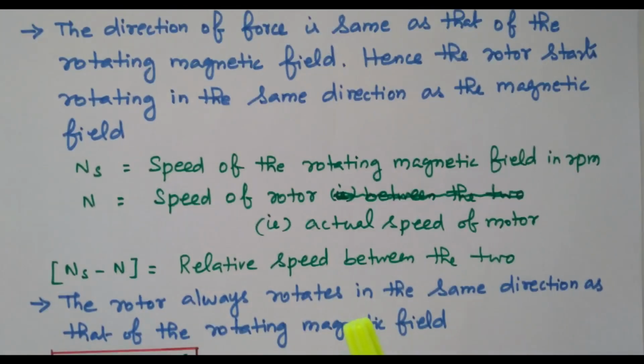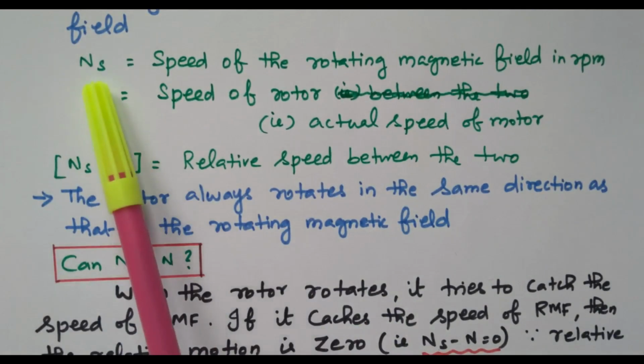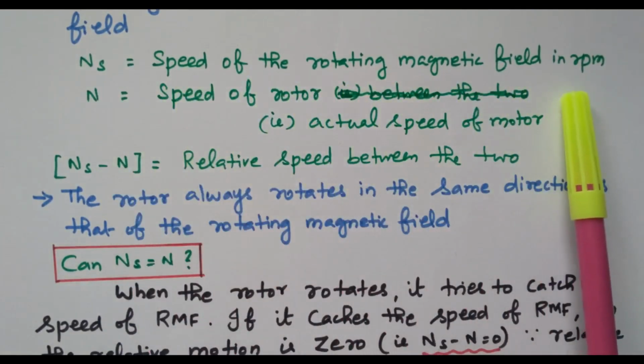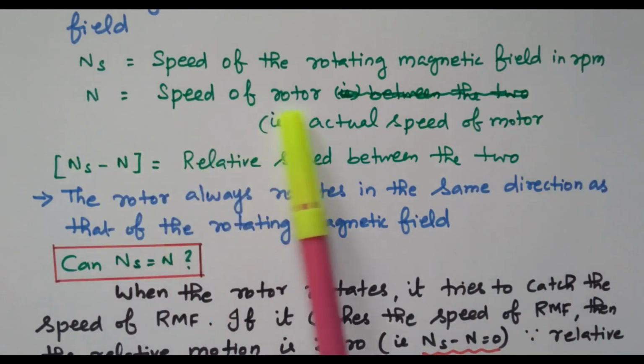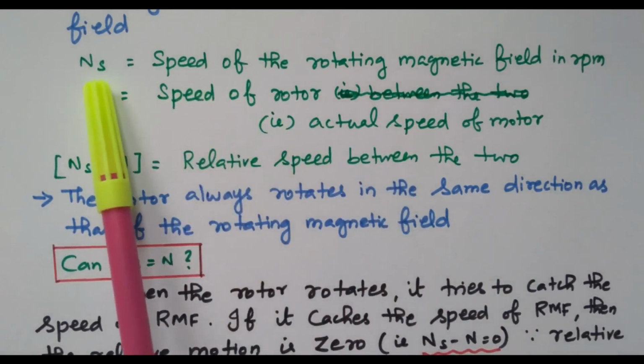Now we'll see the speed of the rotor as well as the speed of the stator. This is a very important thing. Ns is the speed of the rotating magnetic field in RPM. That is the speed of the rotating magnetic field. But N is the speed of the rotor. This is the actual speed of the motor. This is the speed at which the motor is designed.